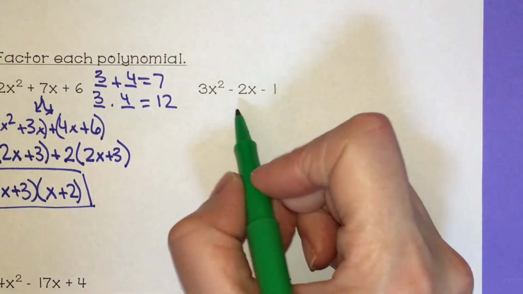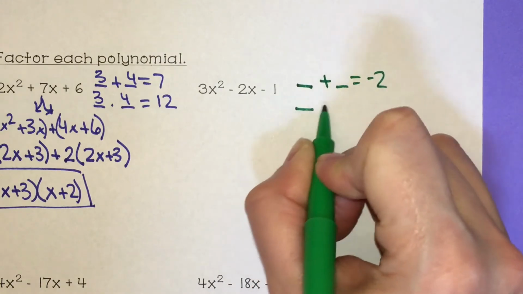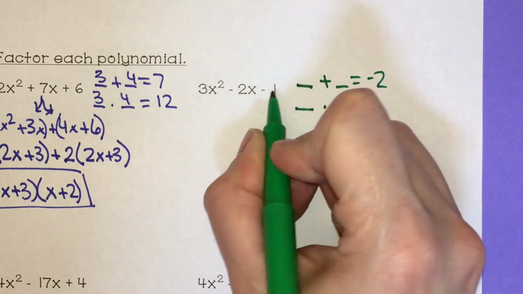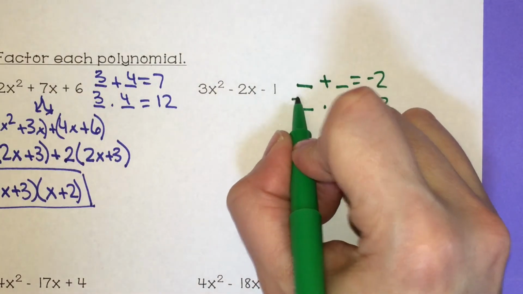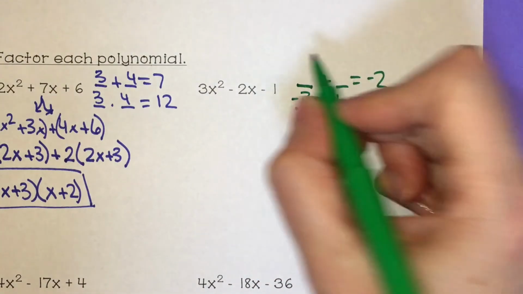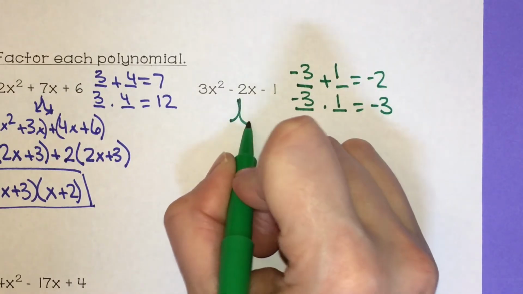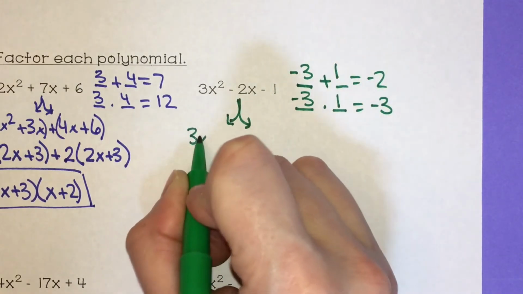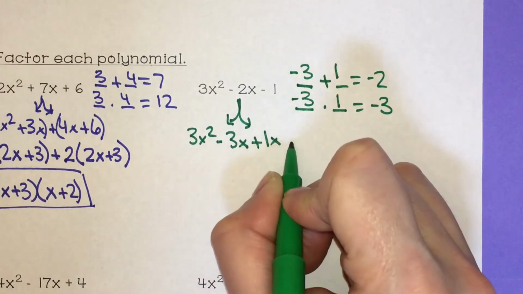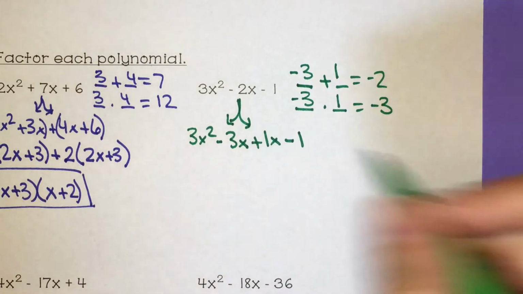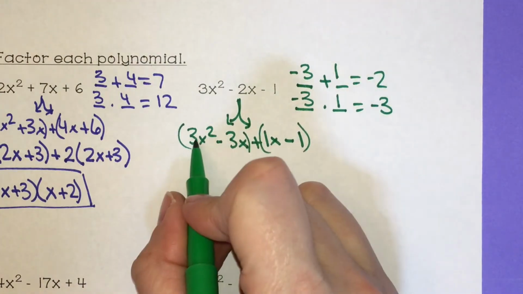Okay, on this one, to see what we add together to equal negative 2, multiply together equal 3 times negative 1 is negative 3. So I'm going to say negative 3 times 1 is negative 3. Negative 3 plus 1 is negative 2. So that splits that middle term. So we have 3x squared minus 3x plus 1x minus 1. So parentheses around the first 2 and the last 2.